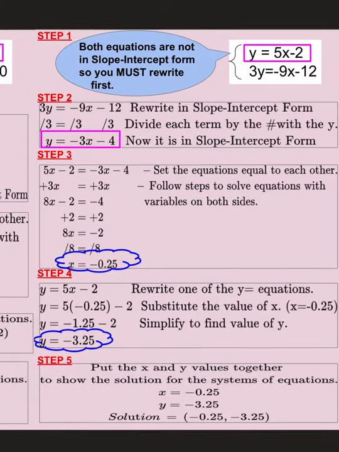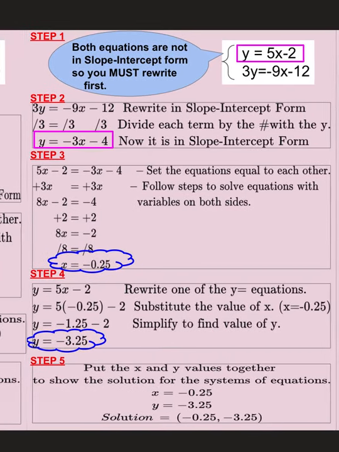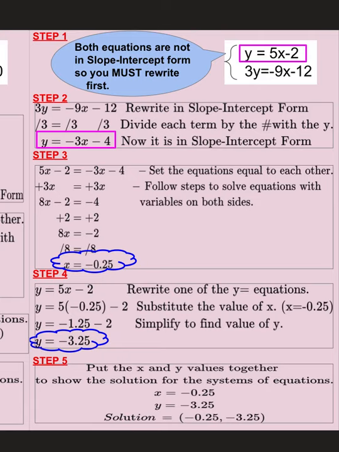Moving on to my next example, I am first going to look at my equations and see if they're both in slope-intercept form. Well, one of them is, the other one is not, so I'm going to have to take this equation of 3y equals negative 9x minus 12 and rewrite it into slope-intercept form. Since I want the y by itself, I'm going to cancel out that 3 by dividing both sides by 3. That will cancel those out. Divide each by 3, and y will equal negative 3x minus 4.